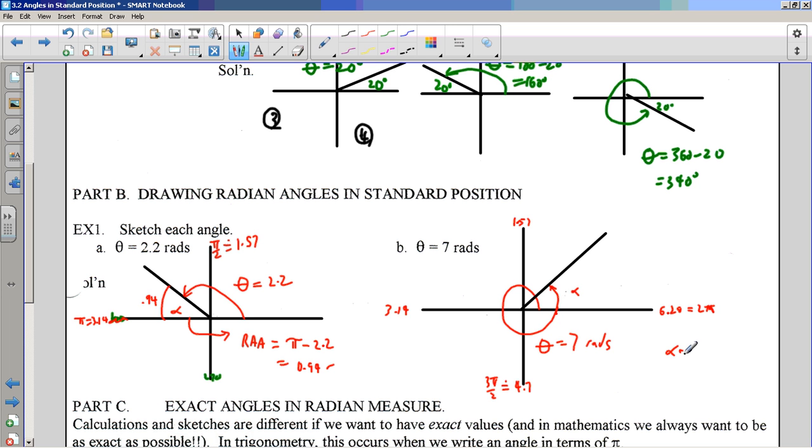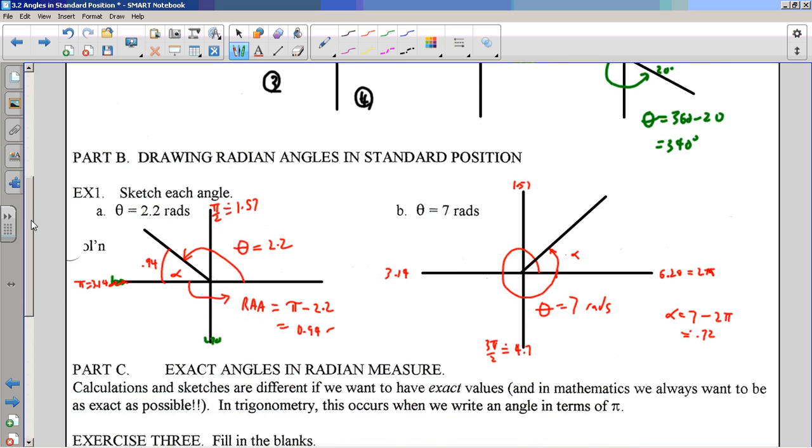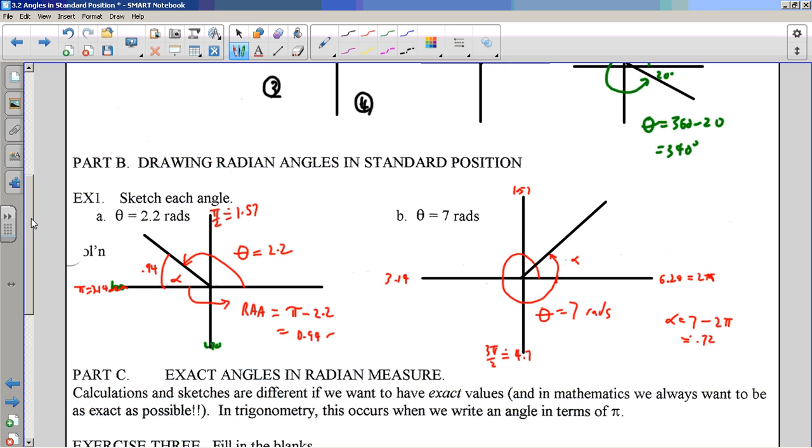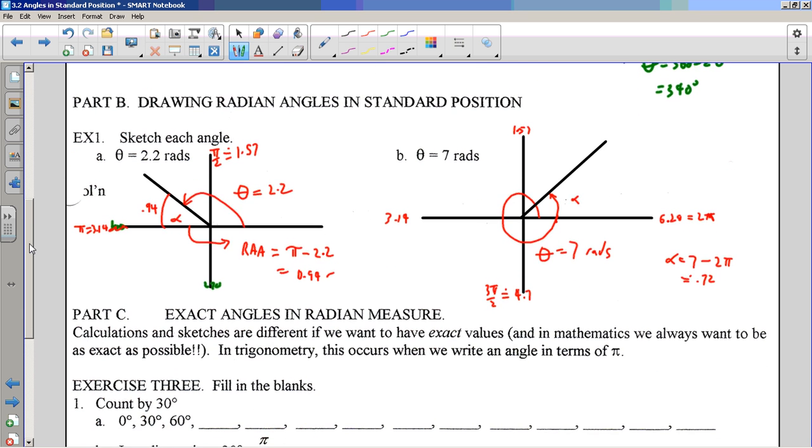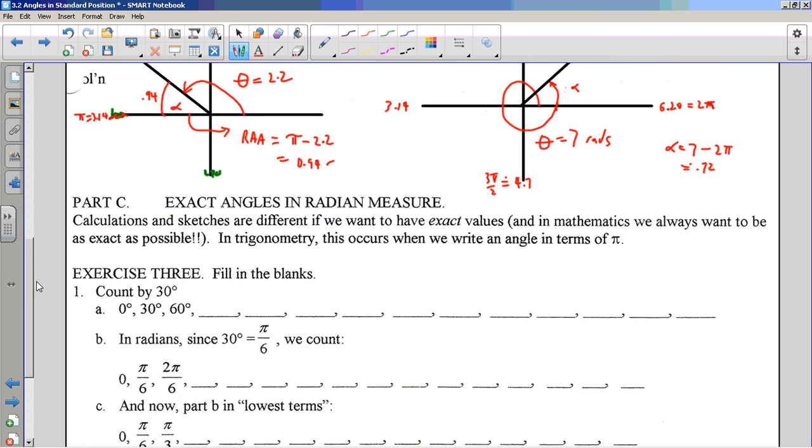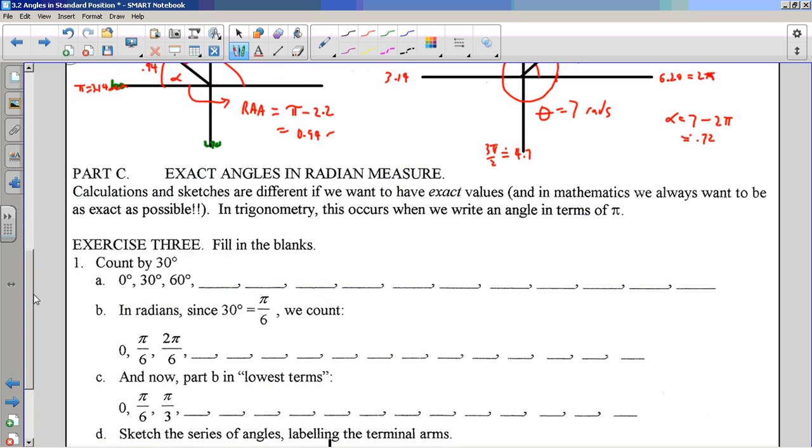Well, the related acute angle, 7 radians, subtract the 1 spin around, which is 2 times pi, is about 0.72 radians. Right? Same thing that we would do if it was in degrees, but we don't want to be going back and forth to degrees anymore. We can deal with radians. And essentially that's the goal of today's lesson.